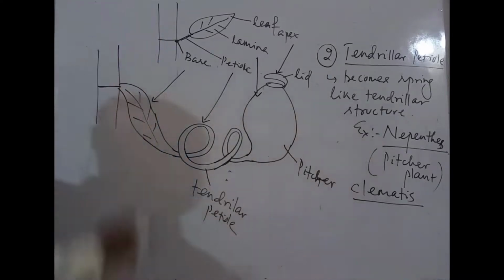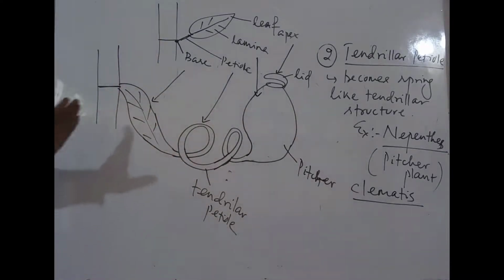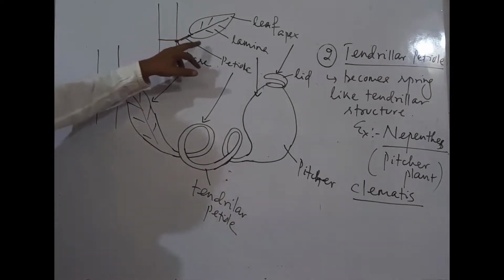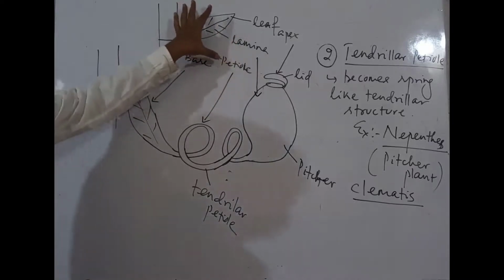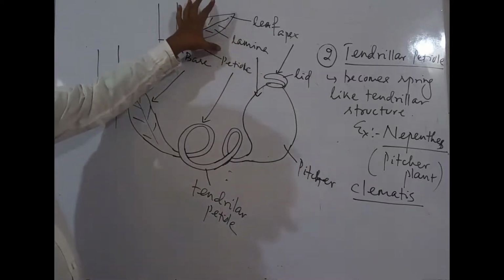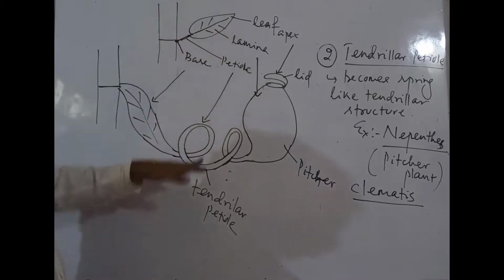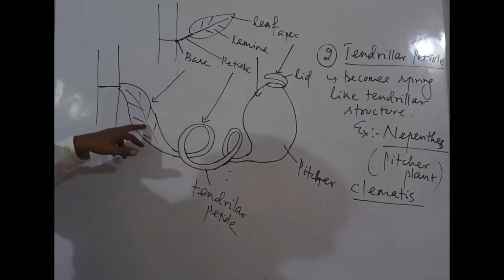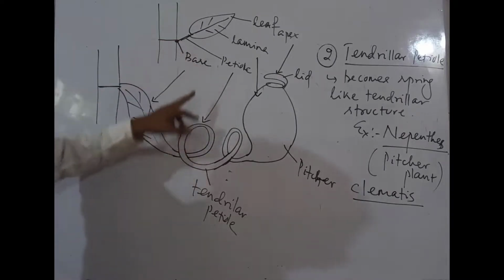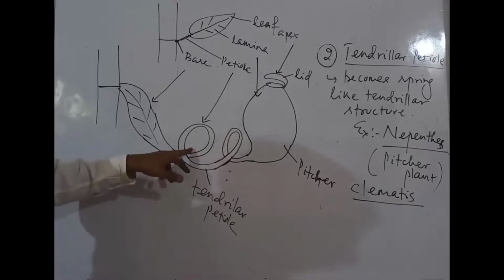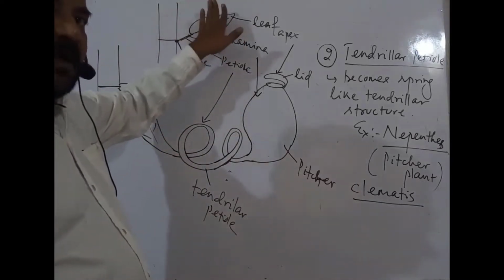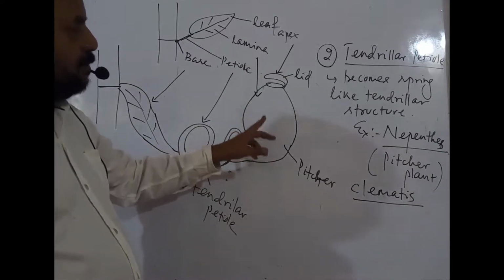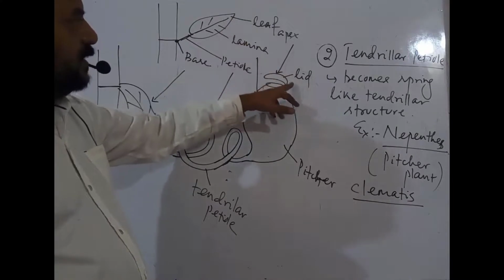And this one is base. So now you can study from this diagram a normal leaf along with base, petiole, lamina, apex. This is the normal structure you can find in any plant. But in pitcher plant, this is modified to this type of structure. The base is wider. Instead of a stalk, the petiole becomes tendrilar. And instead of the green flat structure, it becomes a container-like structure, called a pitcher, and instead of apex, it becomes a lid.